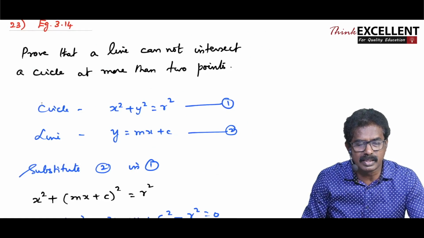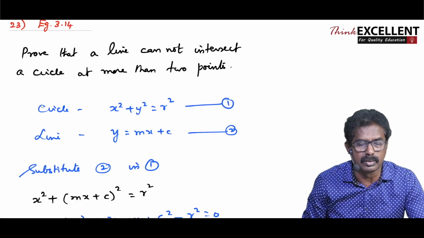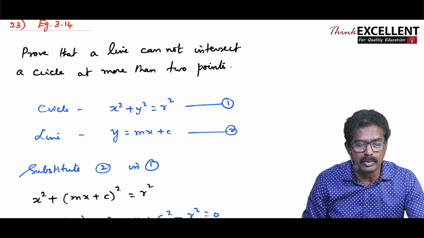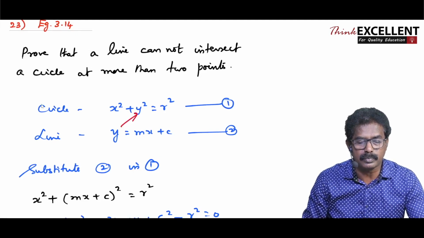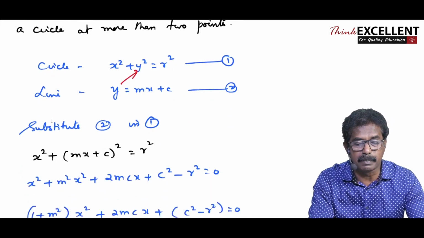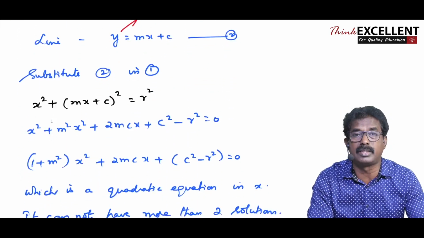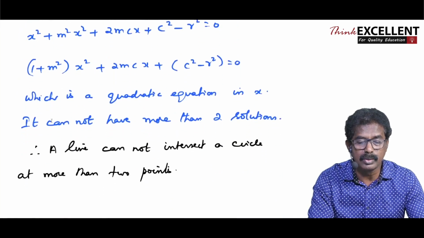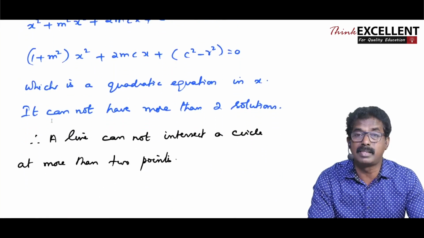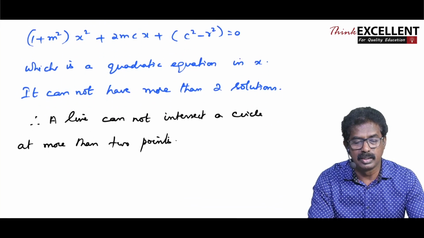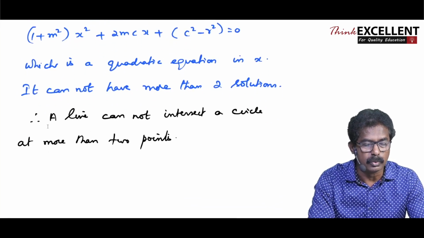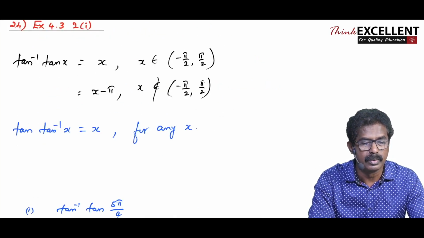Listen, first the circle's equation, x square plus y square equal to r square. The line's equation, y equal to mx plus c. This y value you substitute here. Then you expand it, a plus b the whole square, arrange it, and you are getting a quadratic. So when you solve, you are getting only 2 values. So it has maximum 2 solutions, right? So a line cannot intersect a circle at more than 2 points. Now let's move on to the next question.